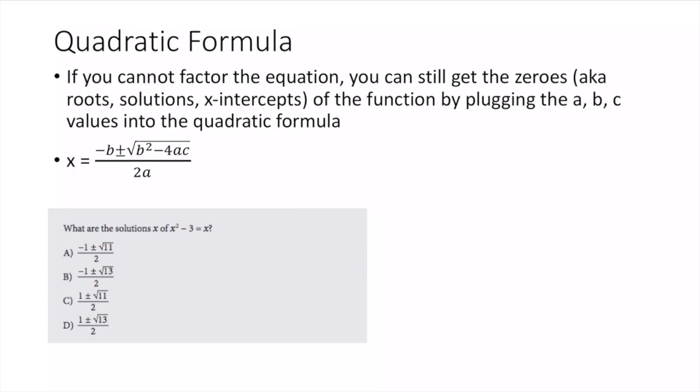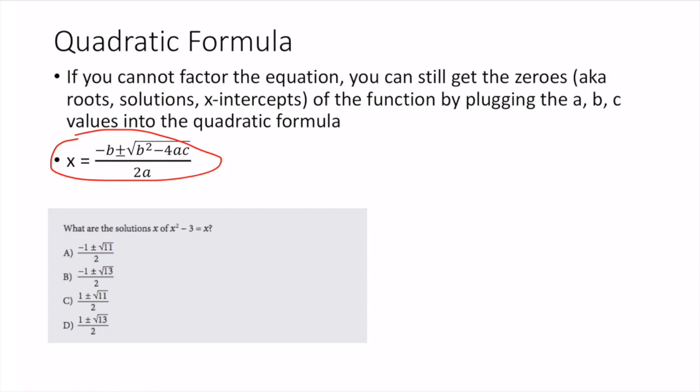Okay, so the end of our quadratic unit here is the quadratic formula. You're probably familiar with it. But when you're going to use this is when you can't factor equations nicely. We can still get the zeros by plugging in those a, b, and c values into the quadratic formula. So this is the quadratic formula. The only thing we have to make sure that we do is that however they give us the quadratic, we convert it into standard form.